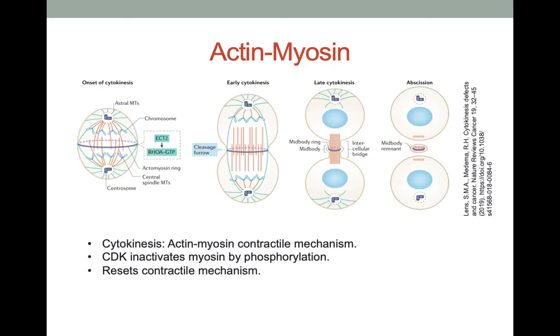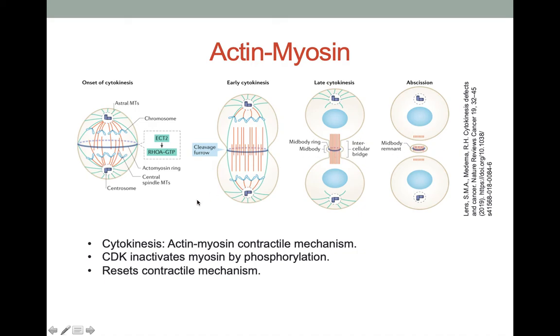Okay. The next compound that we see CDKs affect is actin-myosin. Mostly the myosin is what they're going to target here, but we want to talk about both of these together. So what we see in the picture here is cytokinesis occurring. During cytokinesis, you see an actin-myosin ring around the center.